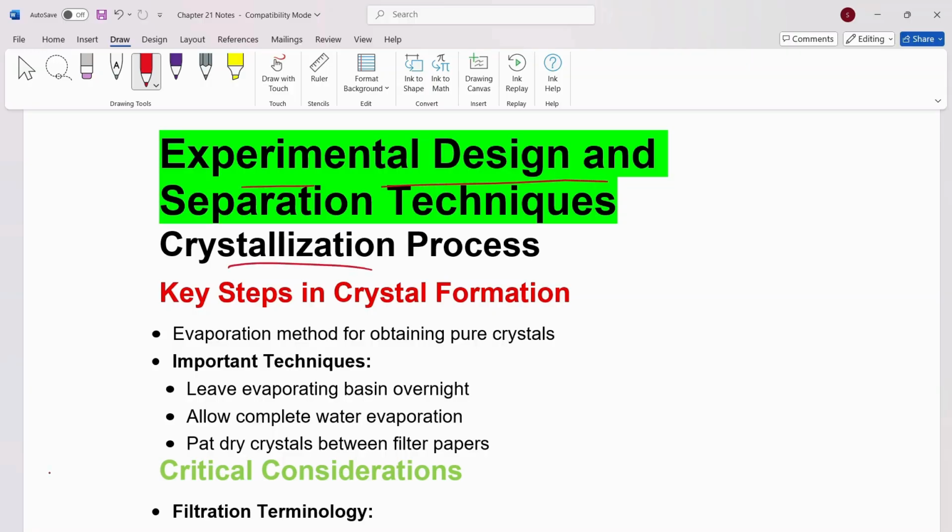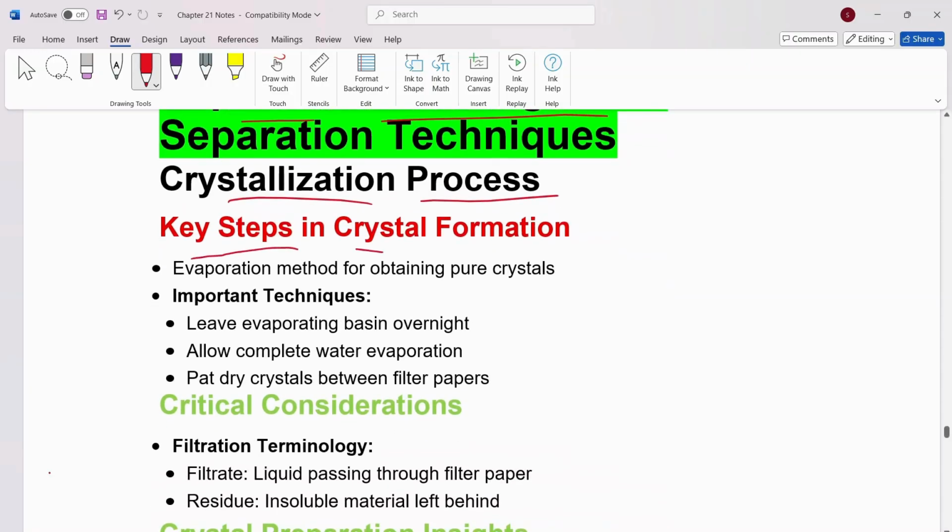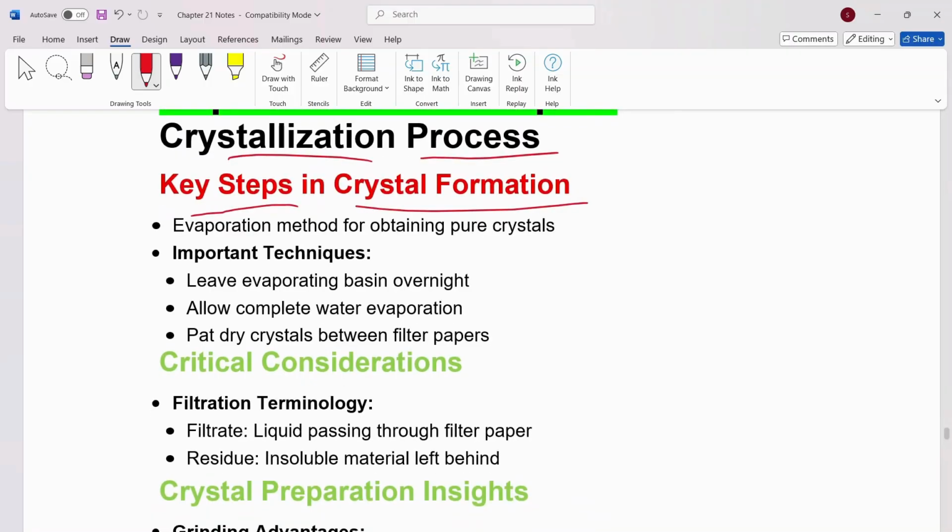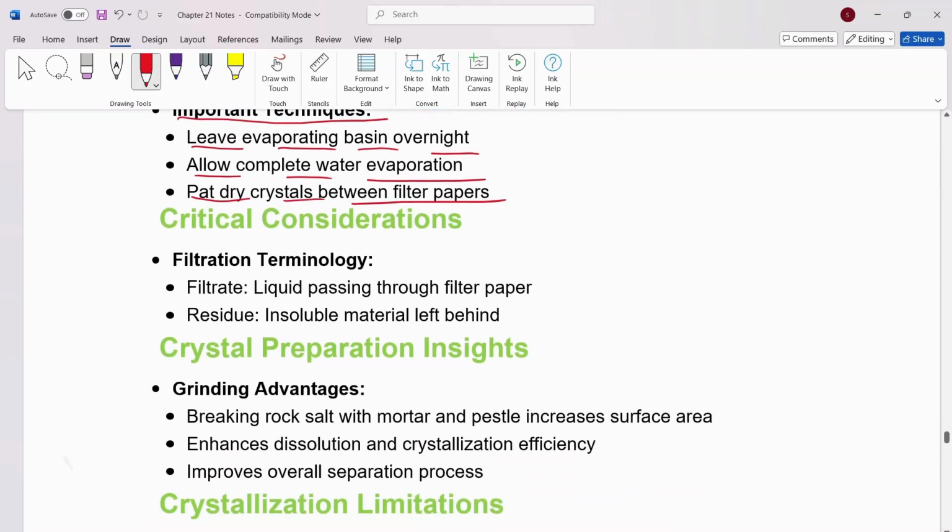Now we have the crystallization process. Key steps in crystal formation. Evaporation method for obtaining pure crystals. Important techniques: leave the evaporating basin overnight. Allow complete water evaporation. Pat dry crystals between filter papers.